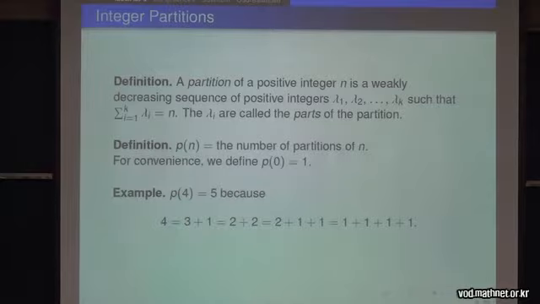A partition of a positive integer n is a weakly increasing sequence whose sum equals n. Since we consider the numbers in weakly increasing order, we do not count the same partition in a different order as different. So we define p(n) as the total number of partitions of n. For example, p(4) is 5, because there are 5 ways to represent 4 as a sum of positive integers.